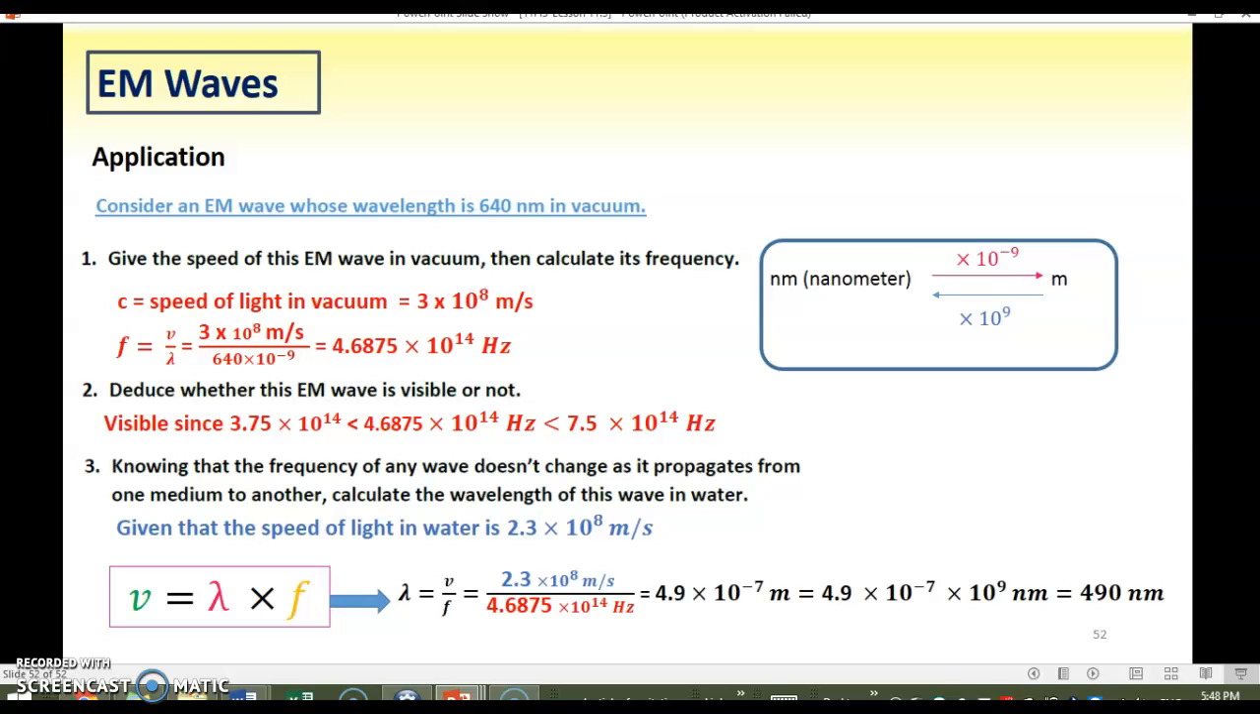Now to be able to compare it to the wavelength of this wave in vacuum, we have to convert it to the same unit. Given that the wavelength of this electromagnetic wave in vacuum is 640 nanometers, let us now convert the wavelength in water into nanometers. In order to do that, we have to multiply by 10 power 9. So we take the result, 4.9 times 10 power minus 7 times 10 power 9, and it's equal to 490 nanometers.